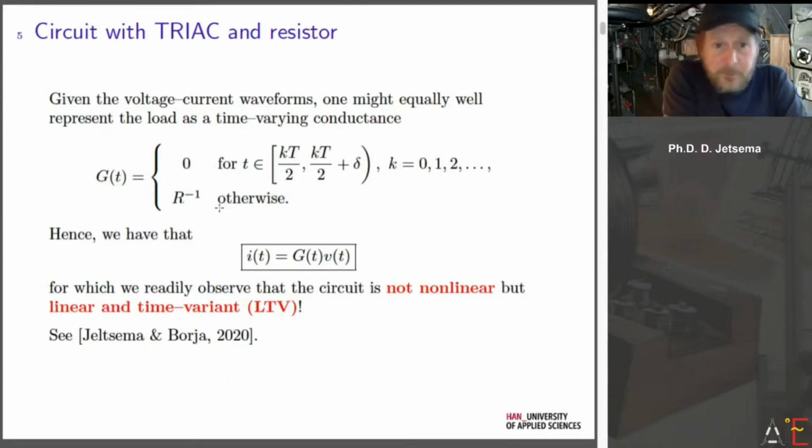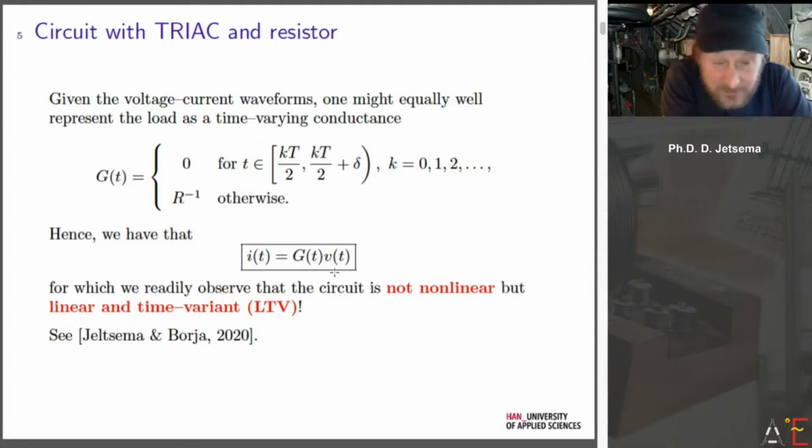They are just repeating blocks, depending on the firing angle. It is zero when the switch is open, and it is 1 over R, the reciprocal of the resistance, when the switch is closed. So if you just write Ohm's law, essentially, you have this relationship. And now it is very easy to prove that this relationship is linear with respect to the current and the voltage.